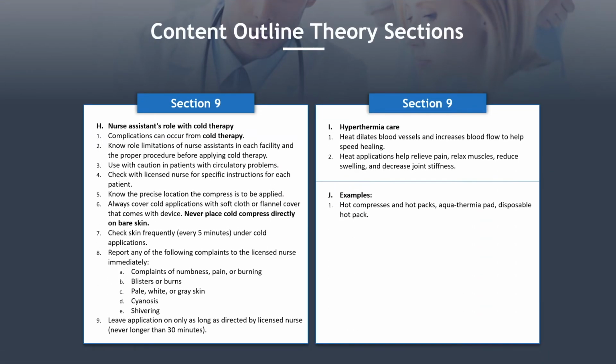H. Nurse assistant's role with cold therapy. Complications can occur from cold therapy. Know the role limitations of the nurse assistants in each facility and proper procedure before applying cold therapy. Use with caution in patients with circulatory problems. Check with the licensed nurse for specific instructions for each patient. Know the precise location the compress is to be applied. Always cover cold applications with a soft cloth or flannel cover that comes with the device. Never place a cold compress directly on bare skin.